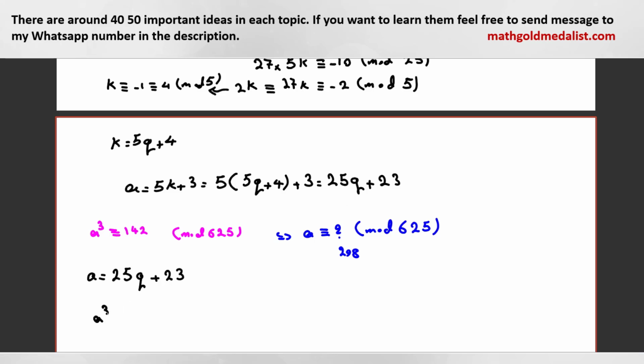So then a cubed is what? You raise it to the power of 3, right? Then what? So a cubed is congruent to 25 times 23 squared Q. Oh, I realized it. You realized your mistake? No, but I forgot to times 3. That's wrong. Okay, so calculate again, okay? Okay.